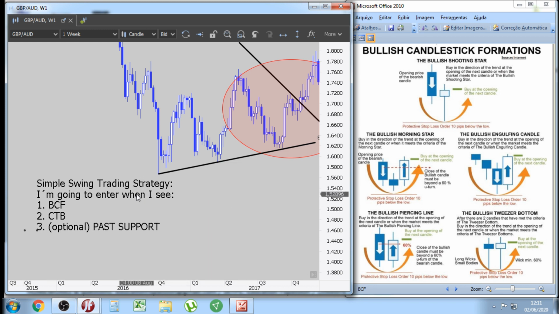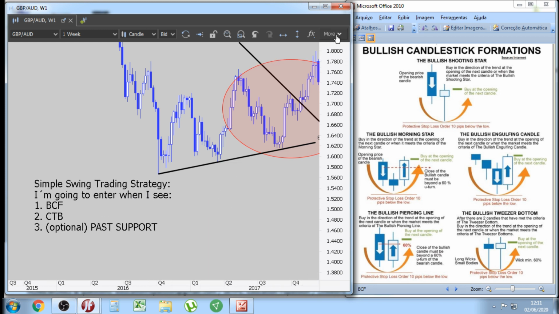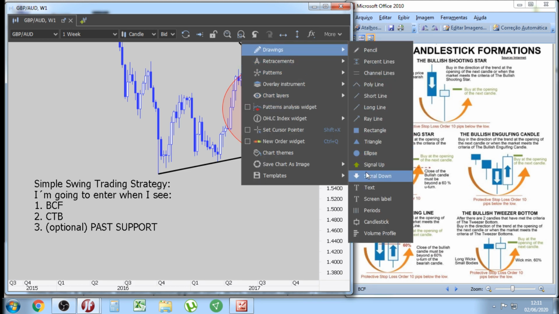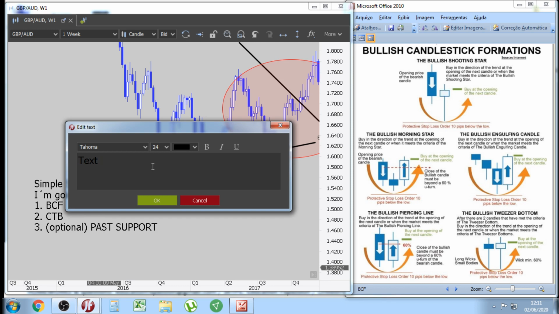And okay, what else? So Miguel says trade management. Okay, and this is how we are going to manage the trade. Trade management. Number 1, stop loss below the candlestick formation. It's optional. You can use your stop loss whenever you want. Stop loss below the candlestick formation.